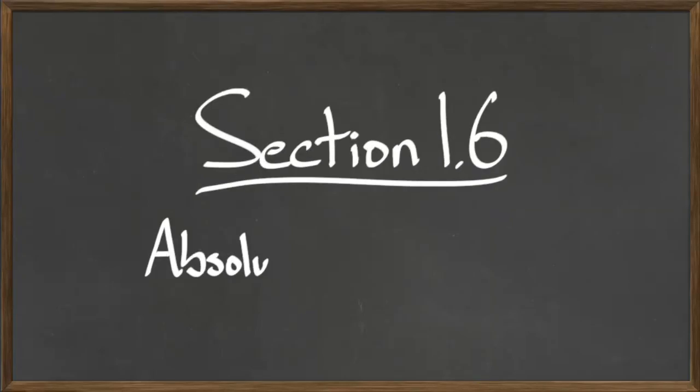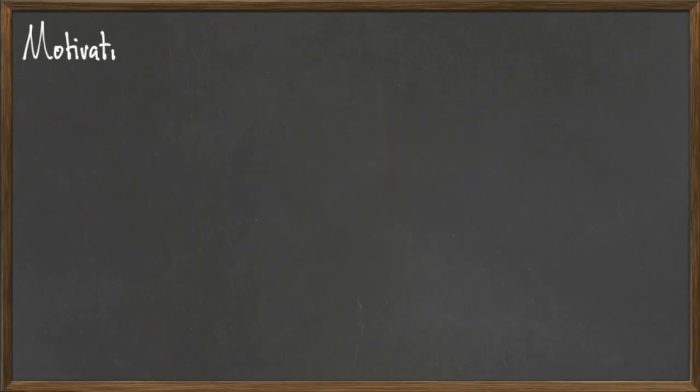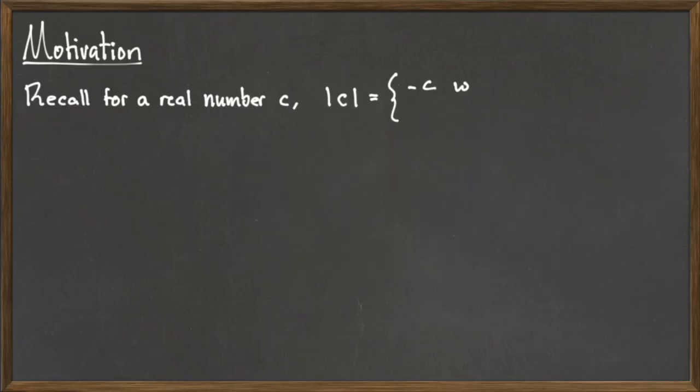Hey everyone, we're going to continue our section 1.6 discussion by talking about absolute value equations. So let's get started. Recall that for a real number c, the absolute value of c is defined as negative c when c is negative, and c itself when c is already positive or 0. So these cases really just mean the following.